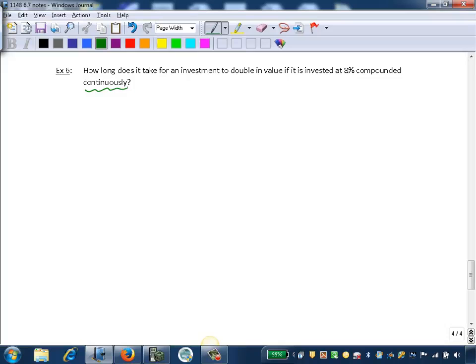So it tells us compounded continuously, so we want to use A equals P times e to the RT. Again, it will always explicitly say the word continuously if you're using this formula. Otherwise, for compound interest, you would use P times (1 plus R over N) to the NT. Okay, so first of all, we're asked to solve for how long. So in this case, we're asked to solve for T.